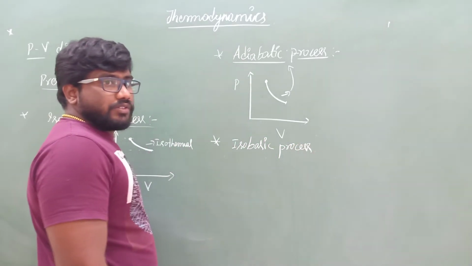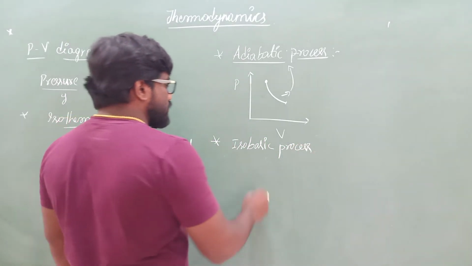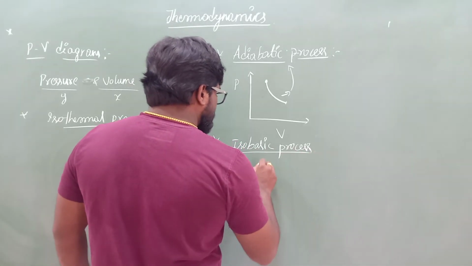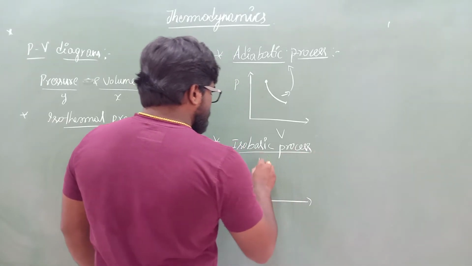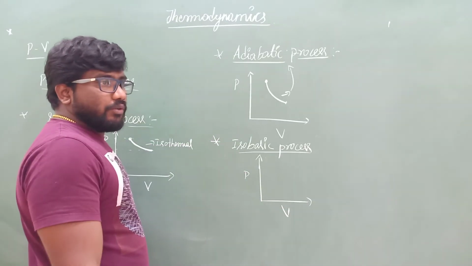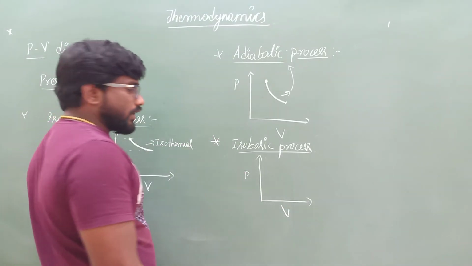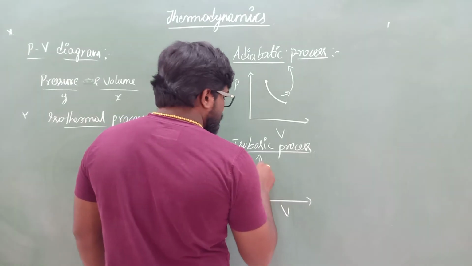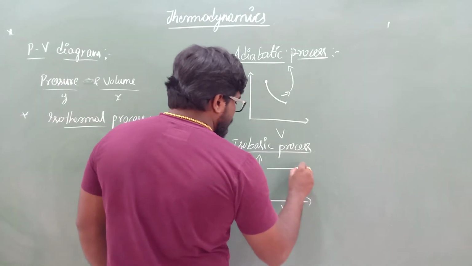So pressure is constant. Correct. In an isobaric process, pressure is constant. So this is P and this is V. If pressure is constant, then what happens? Volume keeps on changing. Correct. So pressure is constant, so somewhere here it is. So this will be the value you will get.